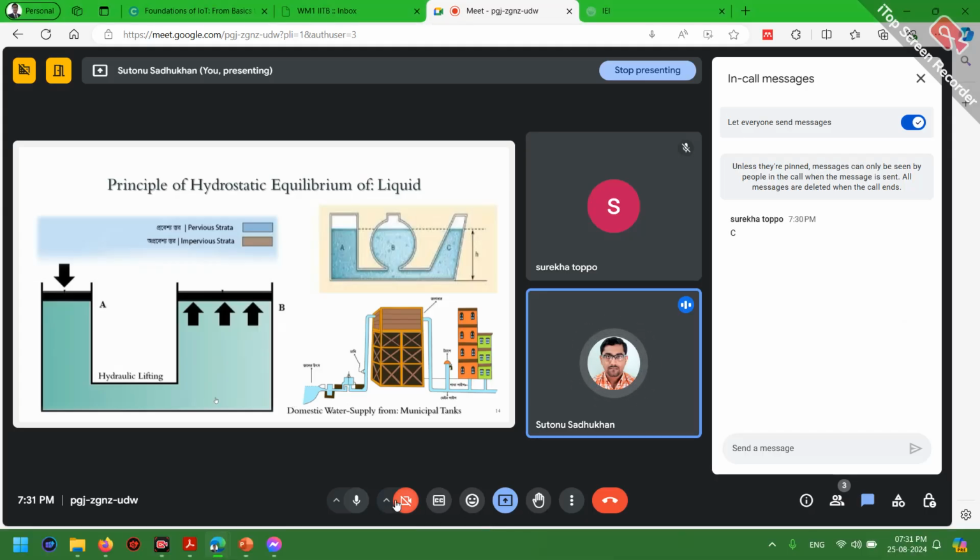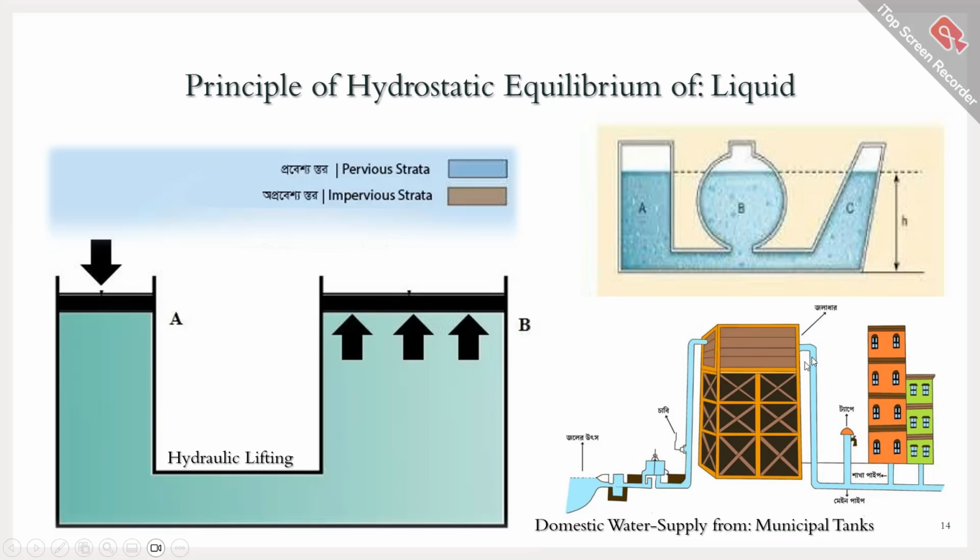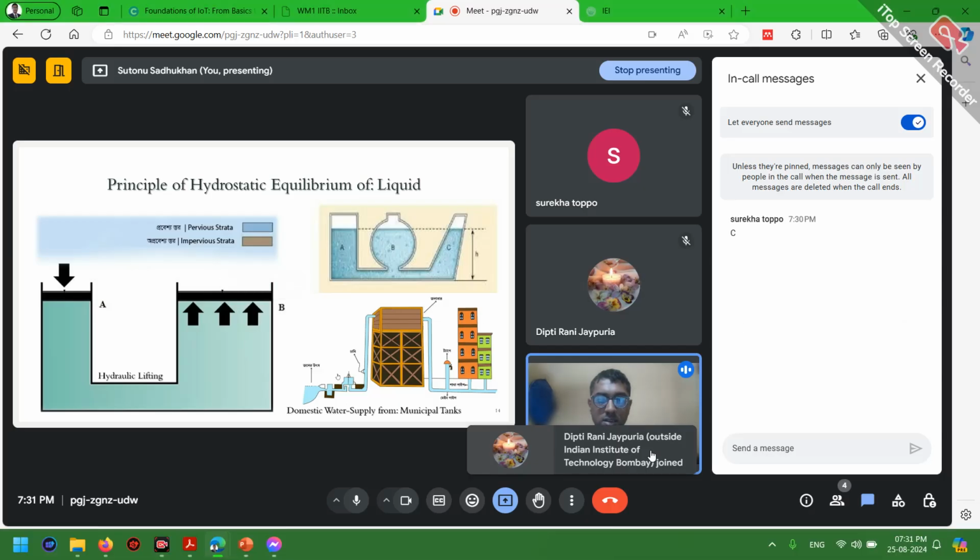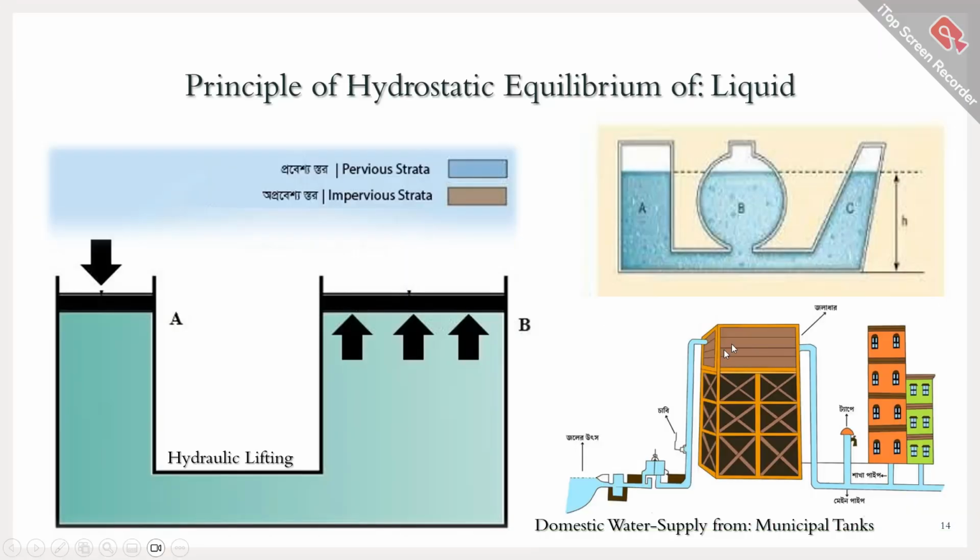So what is happening here? Water is stored at an elevated height after treatment from the source by the municipal corporation, and from that elevated tank water is supplied to households. So the tank must be located higher than the household. Why will the water flow? Because of this hydrostatic equilibrium property of liquid, because of the presence of gravity. If gravity is not present, water will not come to equal heights. So because of gravity, hydrostatic equilibrium is possible. That's why this kind of system is called the gravity system.